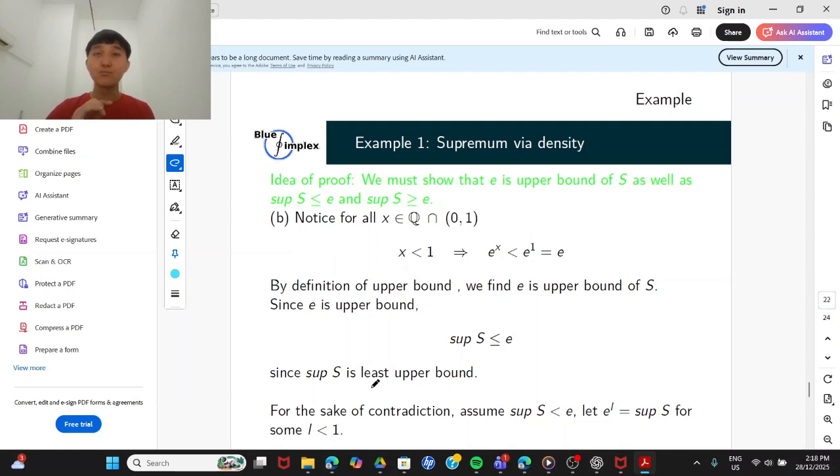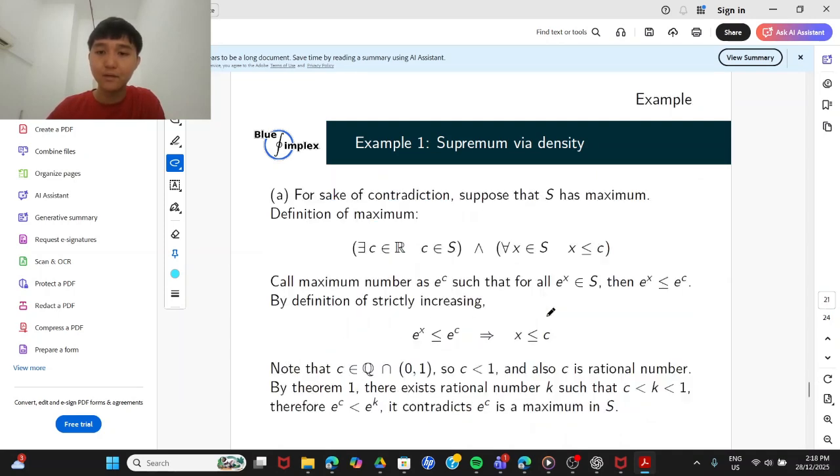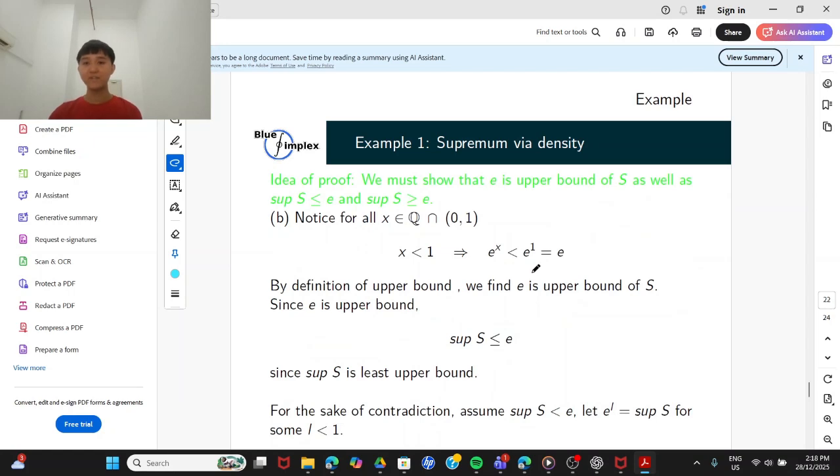So to prove that sup S is equal to e, how can we prove that? This statement is equivalent to e being the least upper bound. Notice that for all x in S, x is smaller than 1, because the definition states that it is smaller than 1. By definition we can find that e is an upper bound of S. Also, since e is an upper bound, sup S is smaller or equal to e. This is by definition.